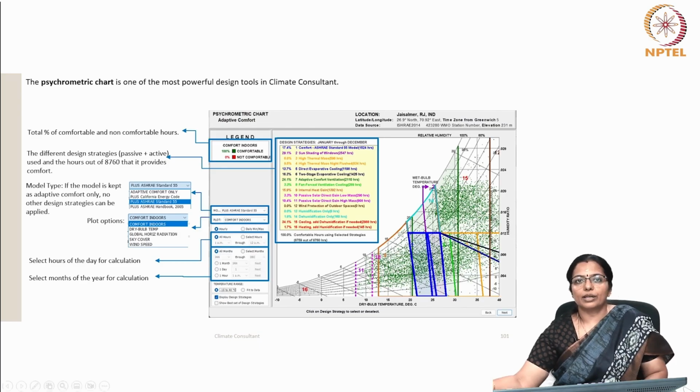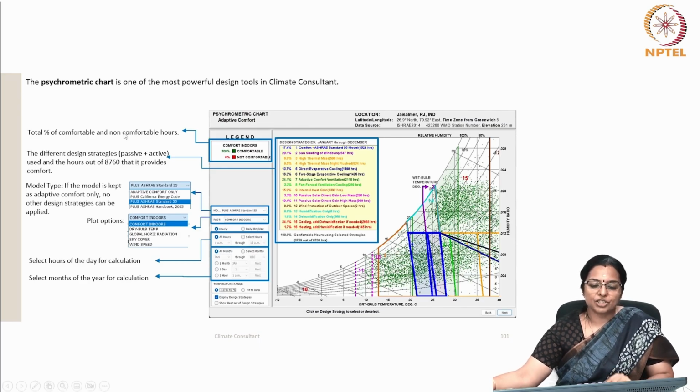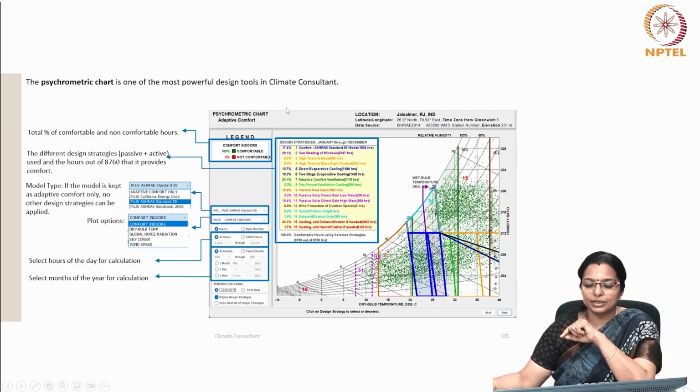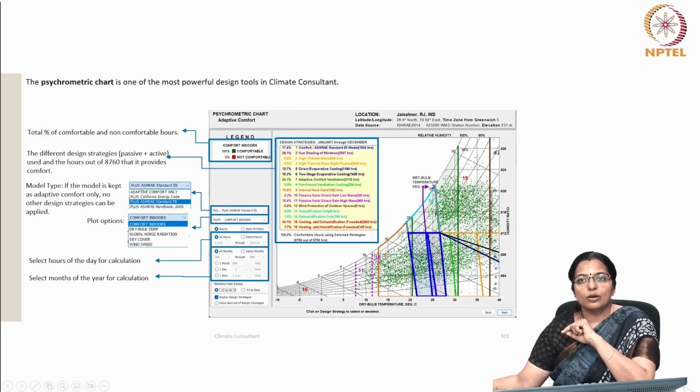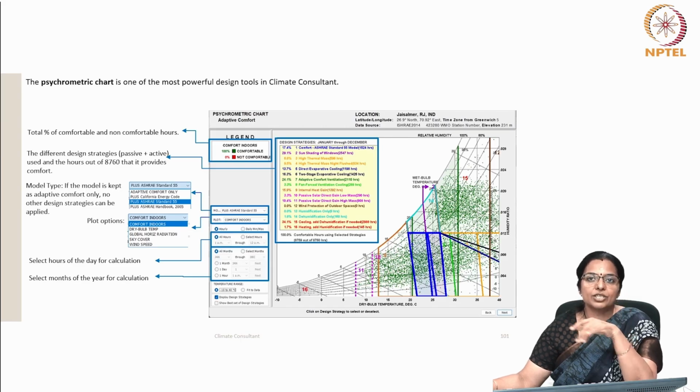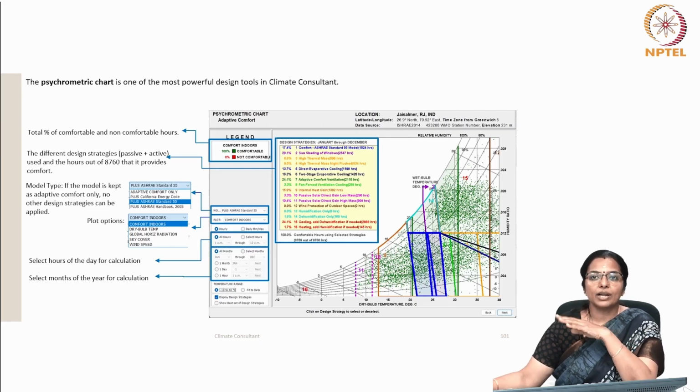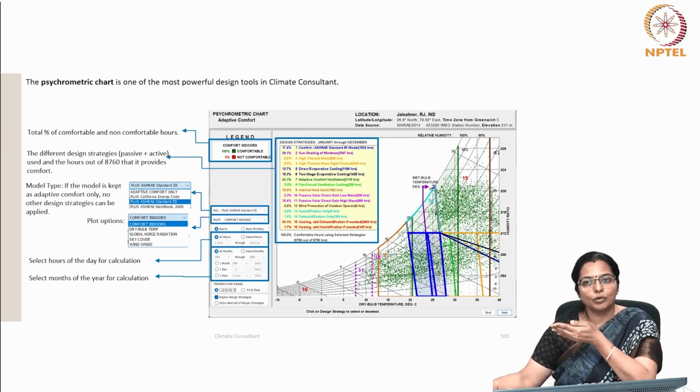Now this is very important. The psychrometric chart is one of the most powerful design tools in Climate Consultant. Now reading a psychrometric chart is important. It shows dry bulb temperature across the bottom and moisture content of the air up the side. This vertical scale is also called absolute humidity and can be shown as the humidity ratio in pounds of water per pound of dry air, or grams of water per kilogram of dry air, or as a vapor pressure.